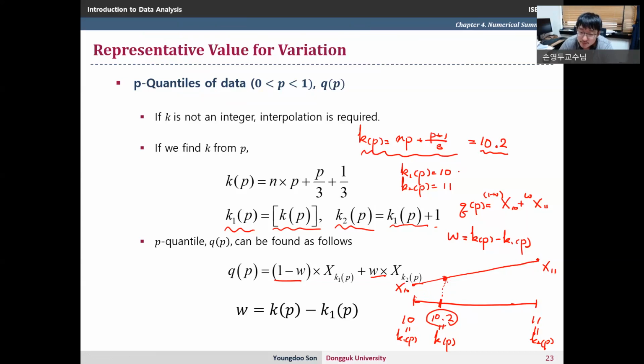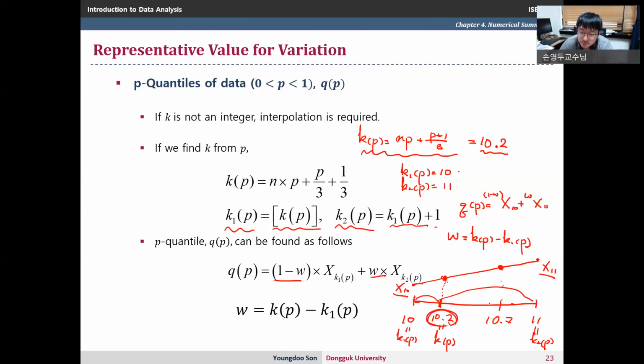Okay, so this is actually a weighted average of x10 and x11, and the weights are defined by where it is located. For example, 10.7, like here, will be closer to x11, and 10.2 will be closer to x10. So the weights are the inverse of the distances from the nearest integers.